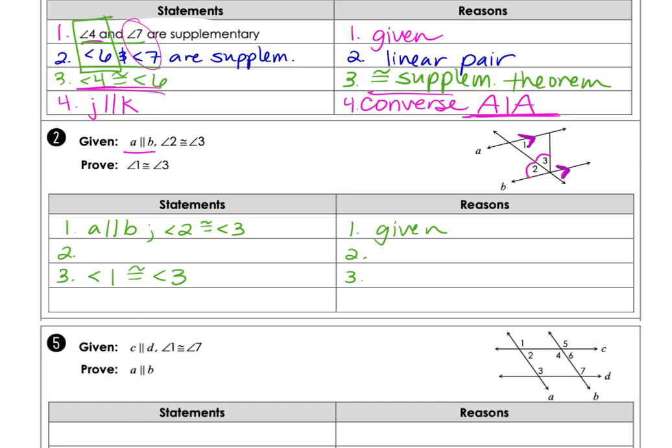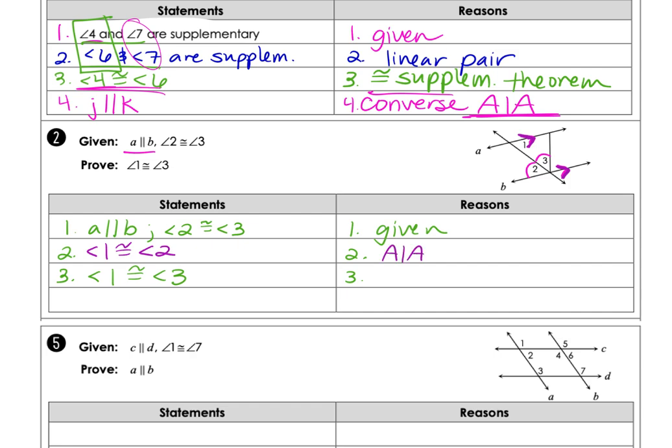Same side interior? Ooh, no. But you're so very close. Same side exterior. No. Alternate interior angles. Do you see them? Which ones are alternate interiors? 1 and 2. So you can say angle 1 is congruent to angle 2 because they are alternate interior angles.